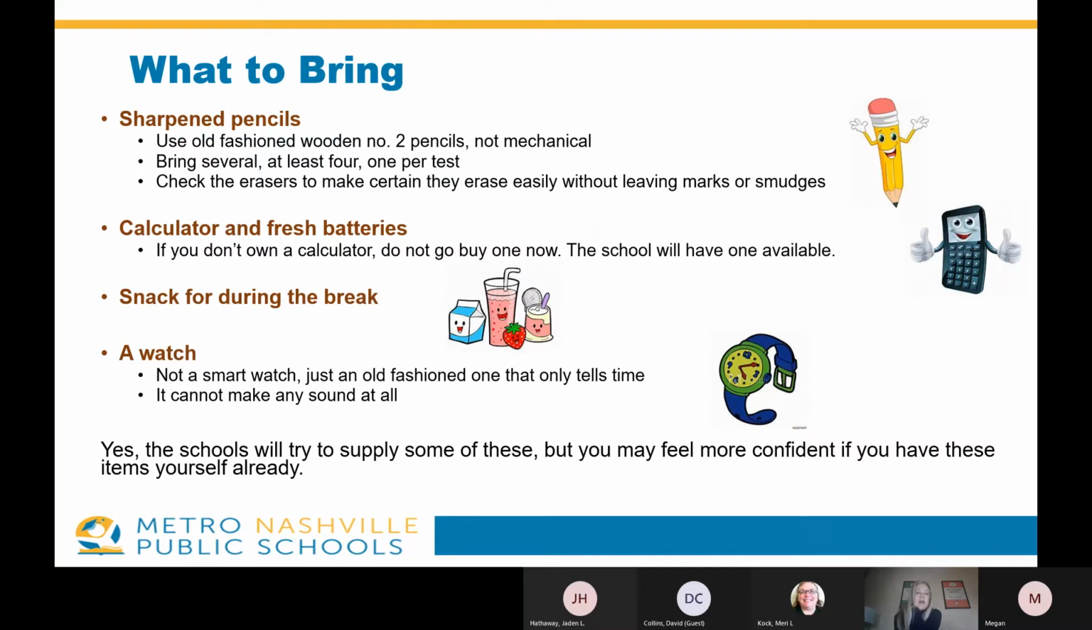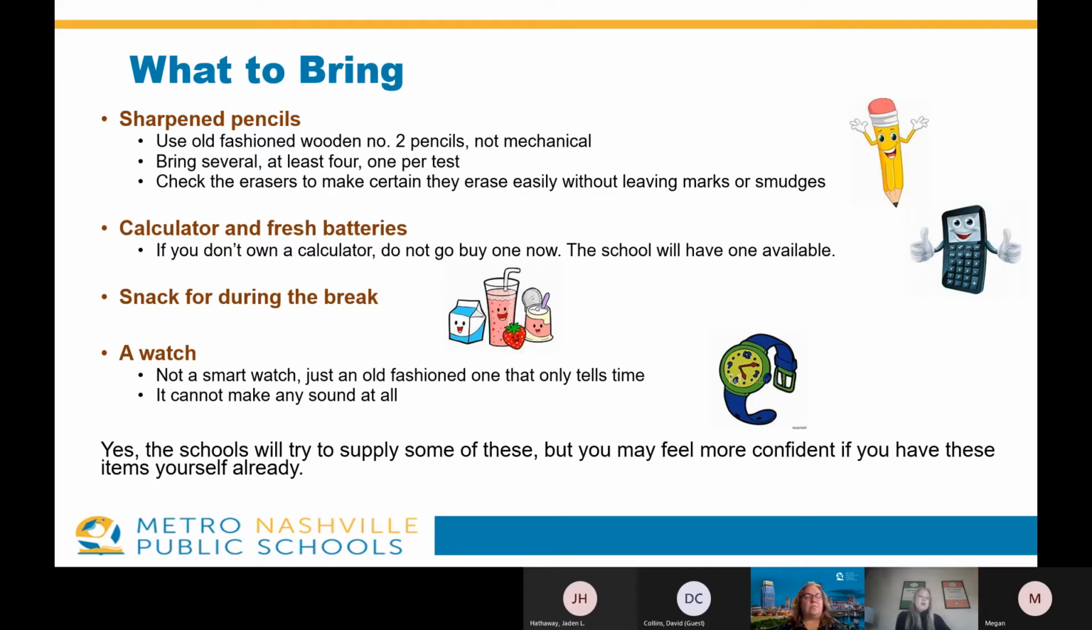Now, even though your school will probably have pencils for you, calculators, and snacks, you might feel more confident if you bring the items yourself. So have some good number 2 pencils, not the lead kind, the actual number 2 yellow pencils. See the little item here on the side, that old school yellow pencil. Calculator: you're not going to be able to use your phone. In fact, your phone will be taken up and have a Post-it put on it. If you don't own a calculator, don't go out and buy one. I'm sure they'll have one available. But if you do have one, make sure it has fresh batteries.